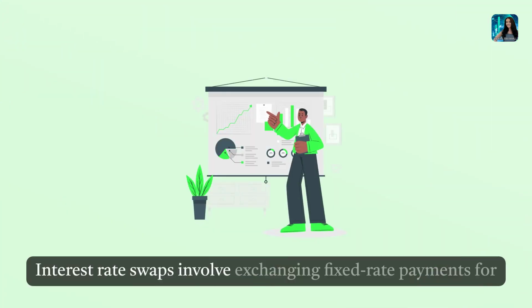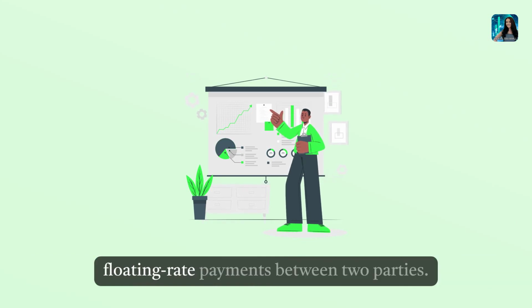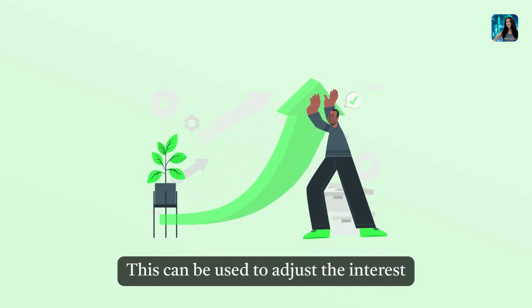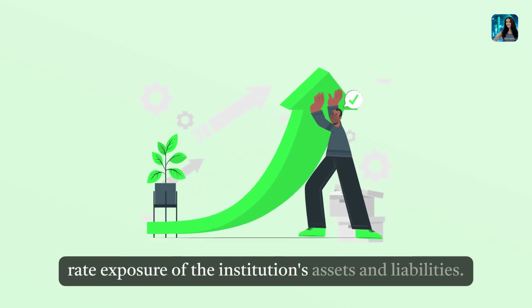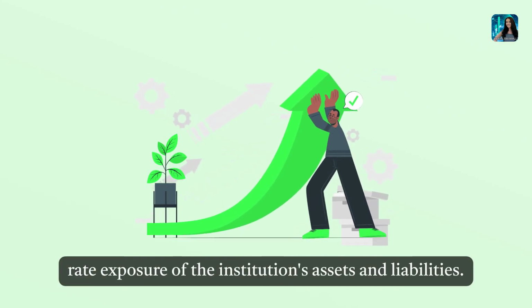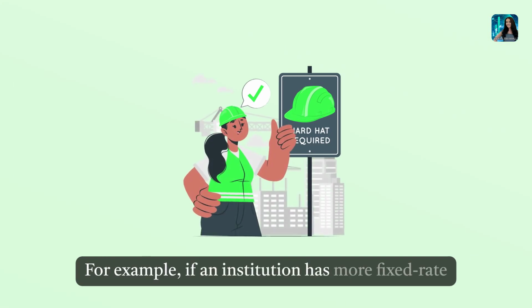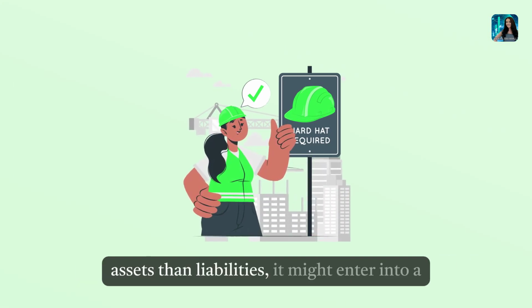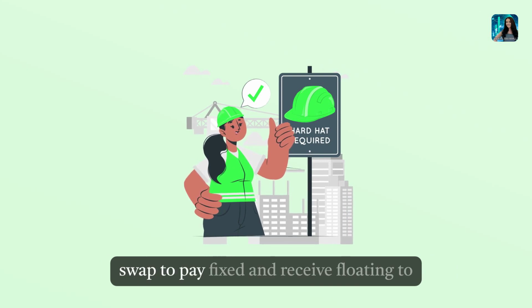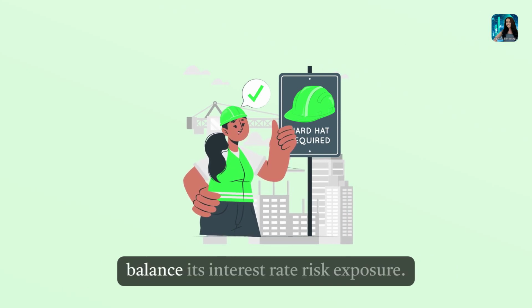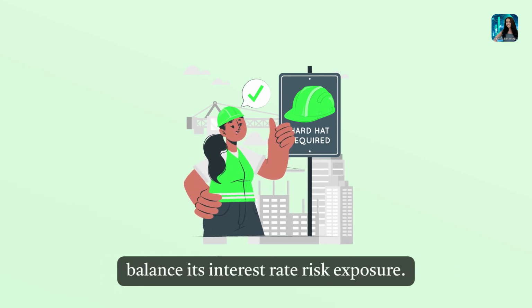Interest rate swaps involve exchanging fixed rate payments for floating rate payments between two parties. This can be used to adjust the interest rate exposure of the institution's assets and liabilities. For example, if an institution has more fixed rate assets than liabilities, it might enter into a swap to pay fixed and receive floating to balance its interest rate risk exposure.